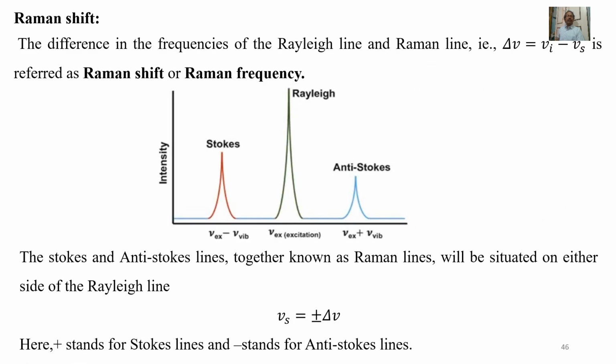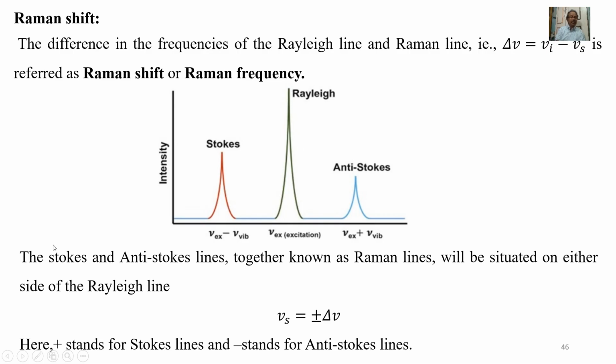Raman shift. The difference in the frequencies of the Rayleigh line and the Raman line, which is del nu equal to nu I minus nu S, is referred to as Raman shift or Raman frequency. The picture shows the intensity variation with the frequency. Rayleigh scattering is of very high intensity and Raman scattering is of weak intensity. So they are all weak intensities, Stokes and anti-Stokes. And at the center we have the Rayleigh scattering, which has a high intensity.